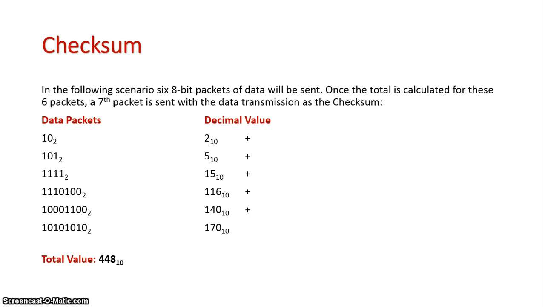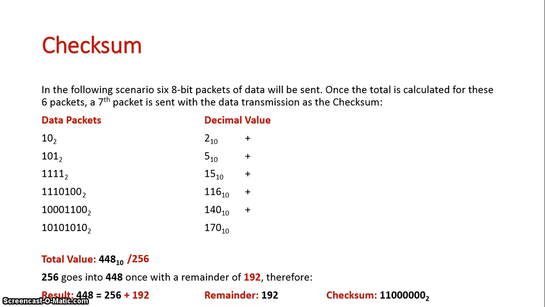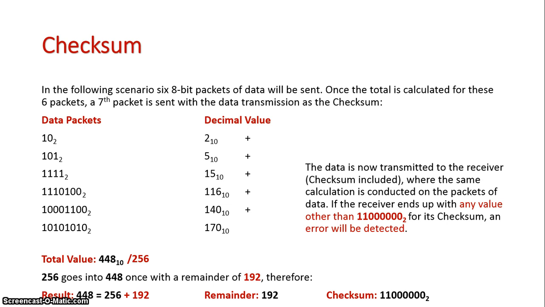Because they're 8-bit packets, I'm going to divide it by 256. 256 goes into 448 once with a remainder of 192. Therefore, my remainder 192 is turned into a binary digit, which becomes my checksum. This will now be transmitted to the receiver. If they do the same calculation, any other result received other than 11000000 for its checksum will be an error.